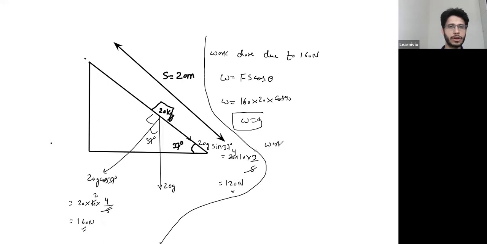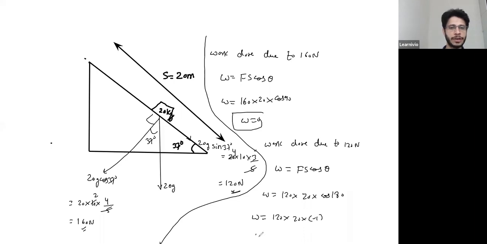If I calculate work due to this 120 Newton force, then work done is Fs cos theta. Your force is 120, displacement is 20, cos theta. Force is acting in the downwards direction and displacement is upwards, so it's cos 180. So work done is 120 into 20 into cos 180, which is minus 1. So it's minus 2400 joule. That's the answer.